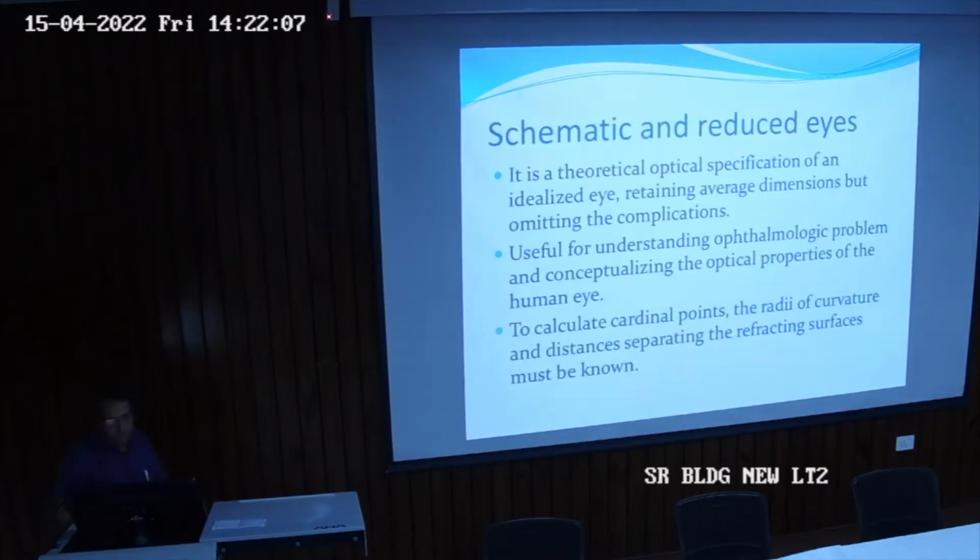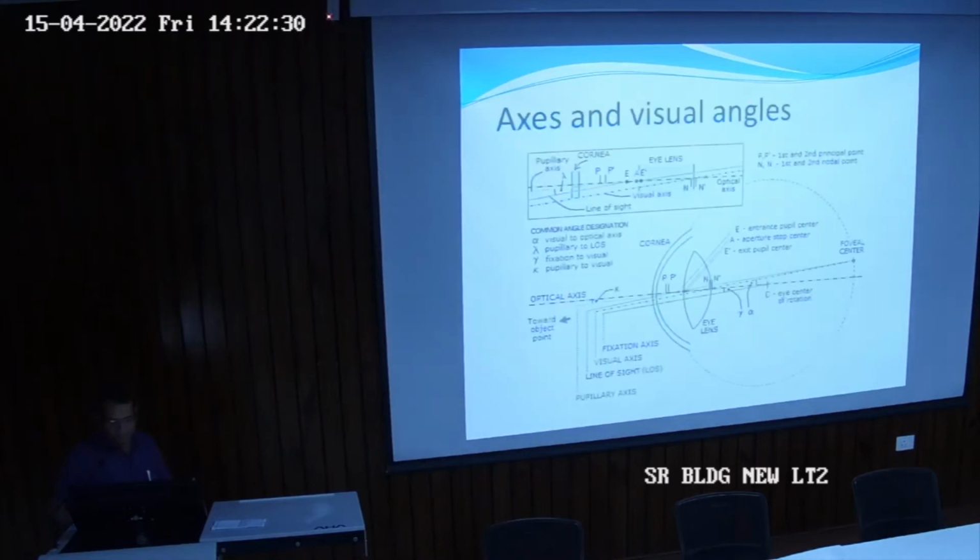Schematic and reduced eye is a theoretical optical specification of an idealized eye, retaining average dimensions but omitting the complications. It is useful for understanding ophthalmologic problems and conceptualizing the optical properties of the human eye. To calculate cardinal points, the radii of curvature and distances separating the refracting surfaces must be known.